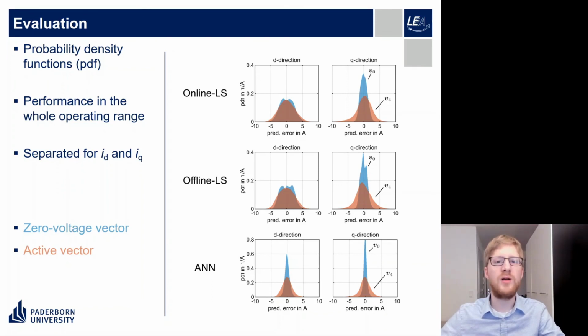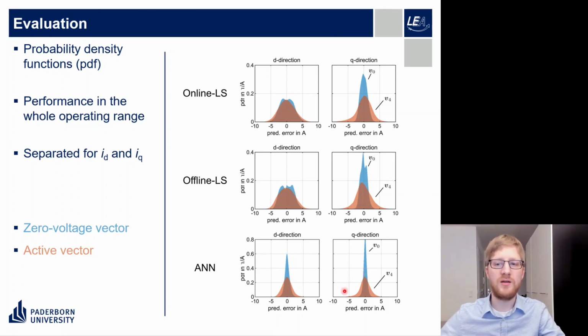Shown on this slide are the probability density functions of the prediction error. Each histogram on the right side covers the performance in the whole operating range, but now separated for the ID and IQ current. In this graph, you see the prediction error of the artificial neural network for the current in the Q direction. The distribution of the prediction for a zero voltage vector is nearly bias-free and has a very narrow distribution in comparison to that of the online least squares above. Please note also the different scaling. We have 0.8 for the ANN and 0.4 for the least squares.